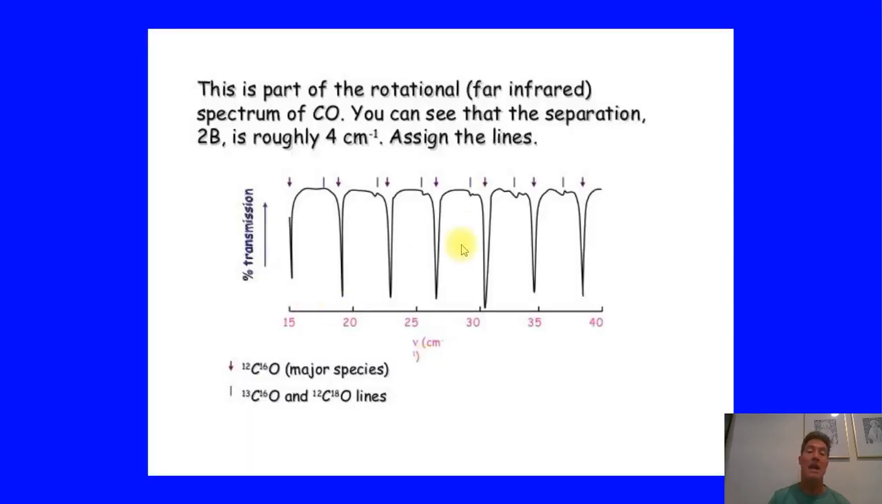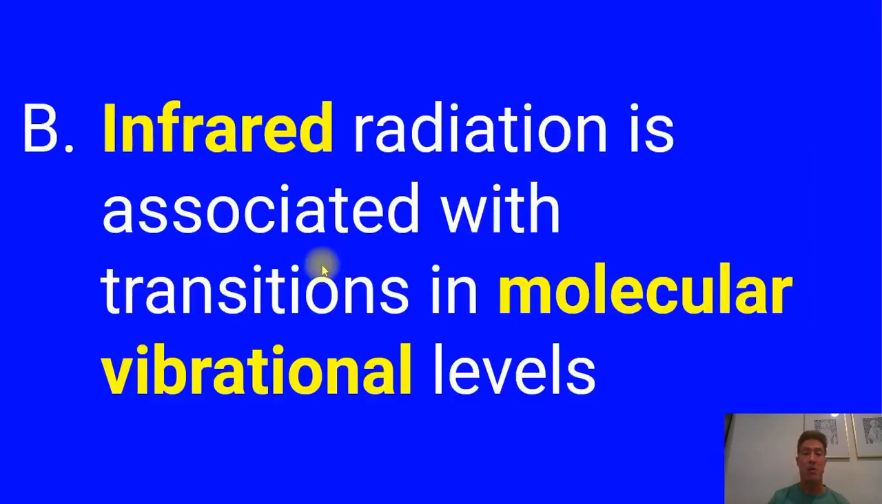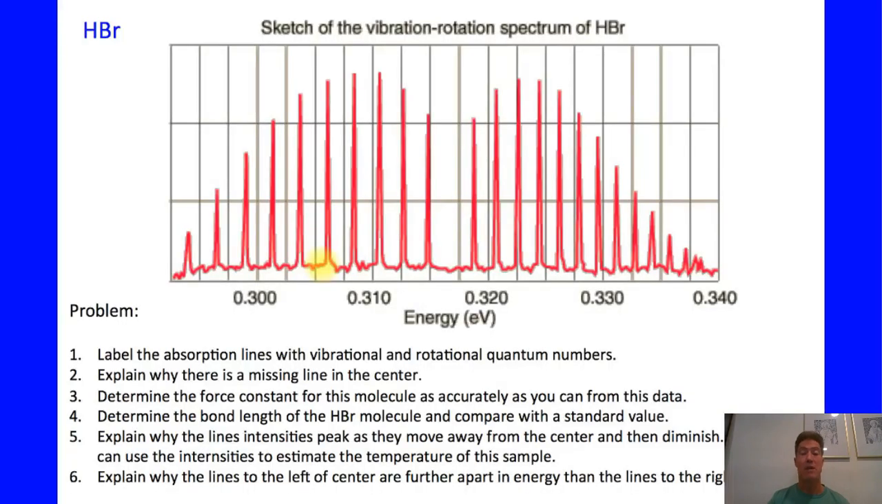So microwave radiation is associated with transitions in molecular rotation levels. So here is an infrared spectrum of carbon monoxide, and you're just going to see this repeating pattern. We don't have to get into the math of it, but basically this is caused by the rotation of that molecule. Infrared radiation is associated with transitions in molecular vibration levels. So you've got rotation and you've got vibration. So here is a spectrum of vibration rotation for HBr.